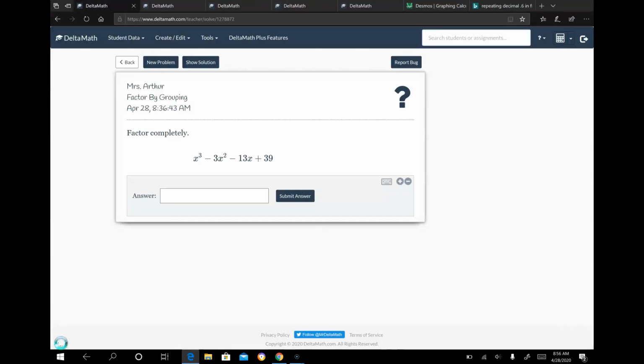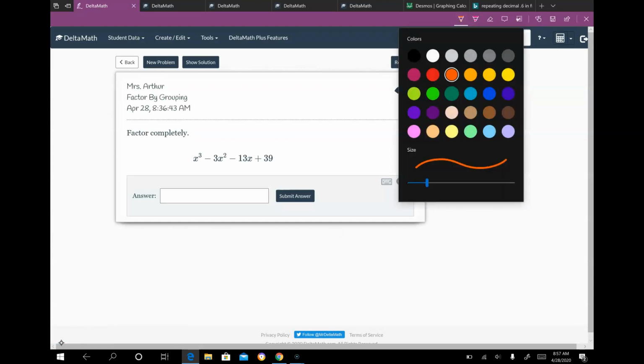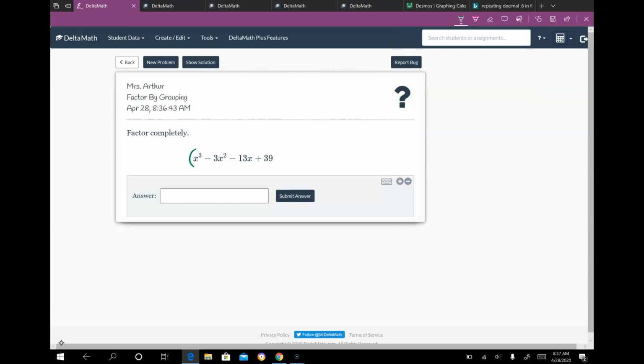All right, another factor by grouping. So far, it looks like Delta Math is giving you ones that are already grouped for you. So that's a plus, okay? All right, so this one, we're going to group it together. So I'm going to group the first two together, and then we'll group the last two together. All right. So this pair right here, it only has an x in common.